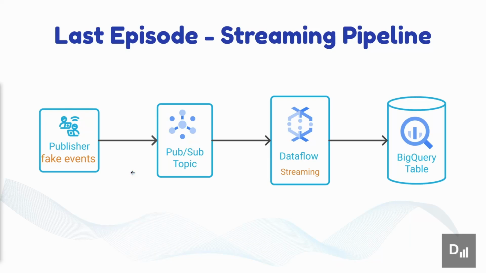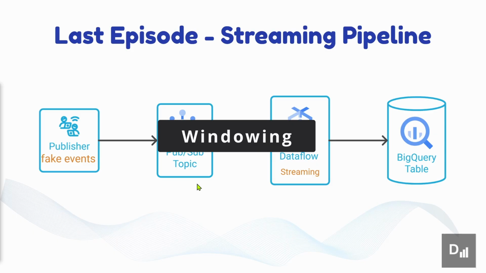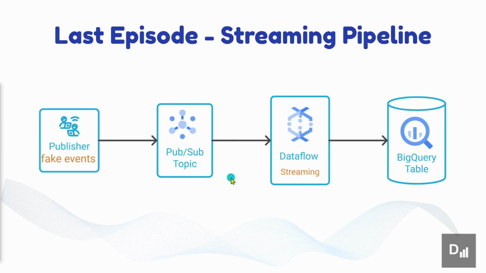Welcome back. Last time we built a streaming pipeline. Data was coming in continuously. But here is the question. If the data never stops, how do we count it? How can we get a total for each minute, for example? That's what we'll learn today. It's called windowing. So let's get started.